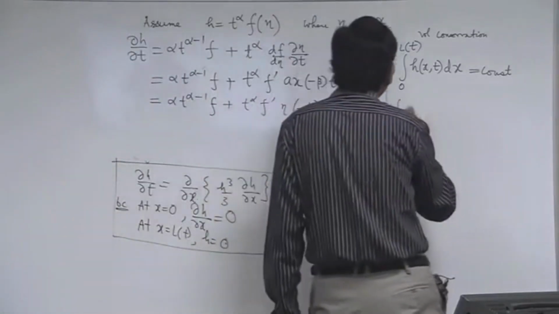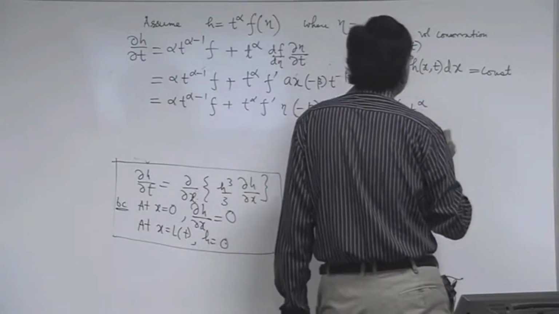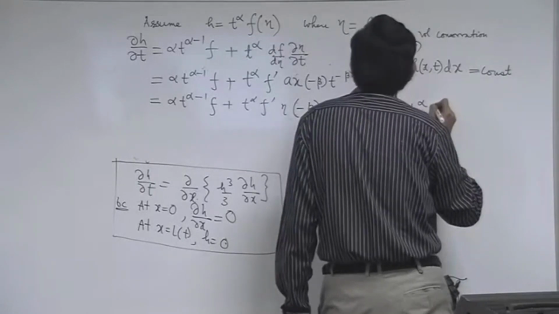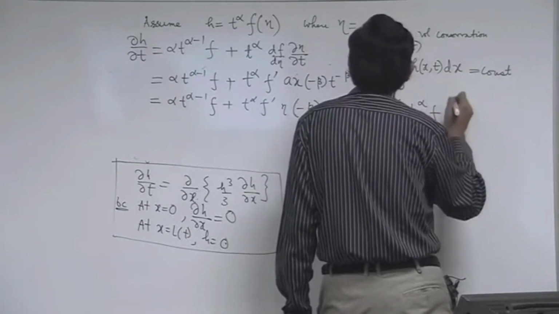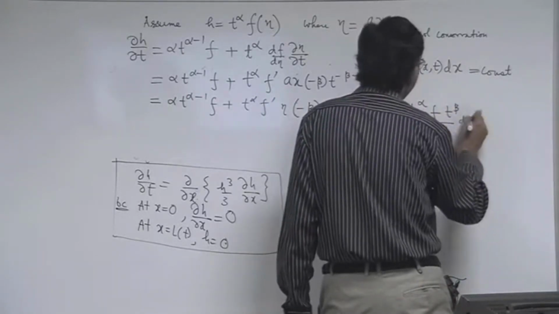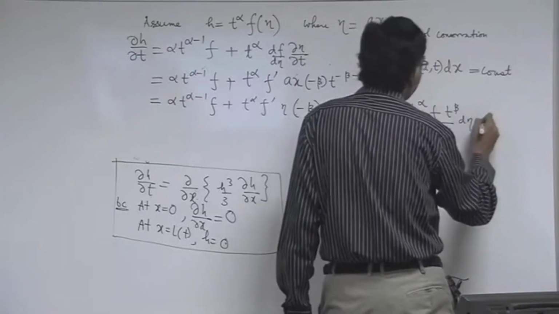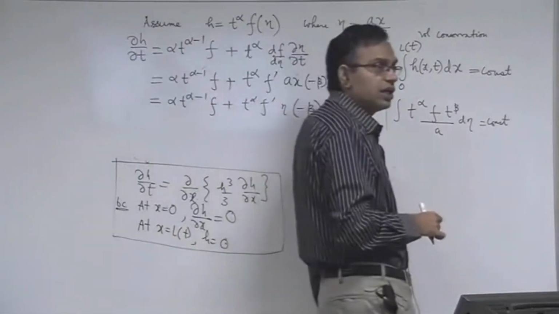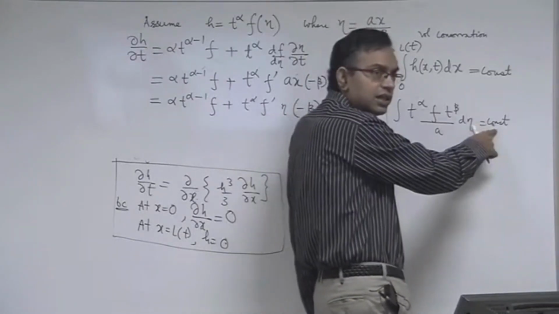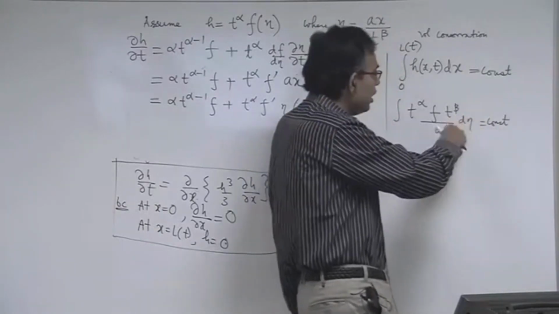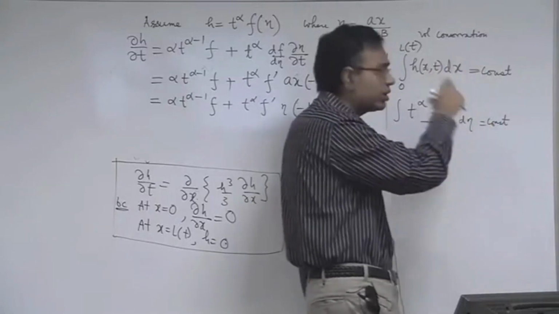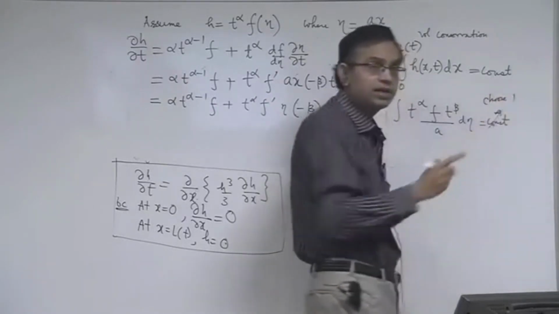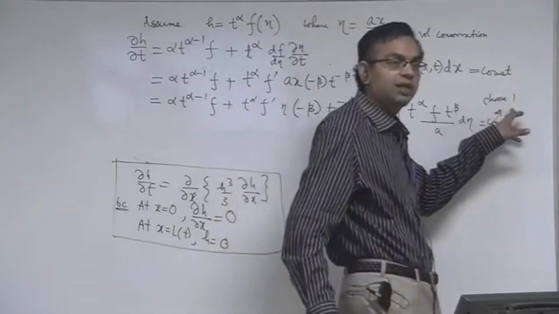So let us substitute: integral of t to the power alpha f dx, which is t to the power beta by a d eta, is equal to a constant. Should the final result be sensitively dependent on what constant we choose? Actually not, because ultimately the prefactor in the solution will be scaled with this constant. So you can normalize this and choose it as 1, for example, not a must. Whatever you choose, the final result will be scaled with that.